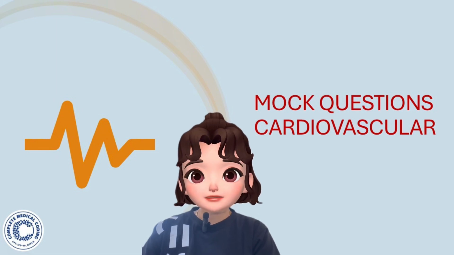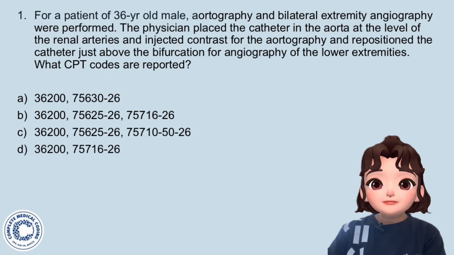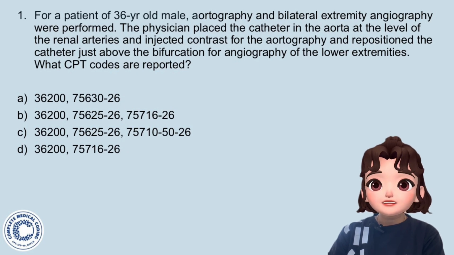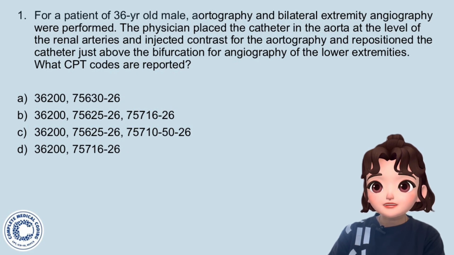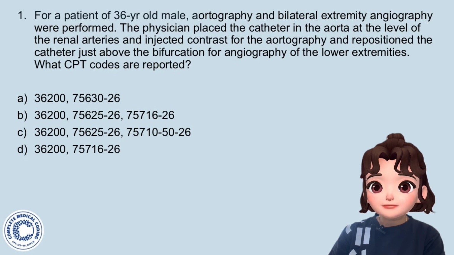Let's move to the questions one by one, okay? Let's move to the first question. For a patient, a 36-year-old male, aortography and bilateral extremity angiography were performed. The physician placed the catheter in the aorta at the level of the renal arteries and injected contrast for the aortography and repositioned the catheter just above the bifurcation for angiography of the lower extremities. What CPT codes are reported?